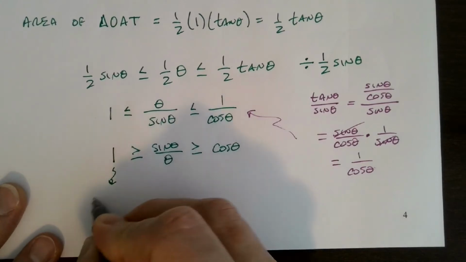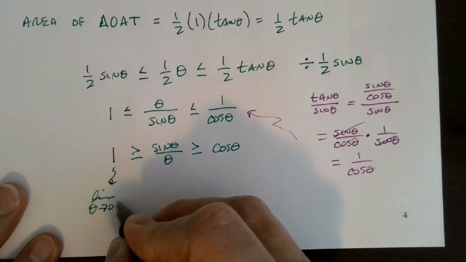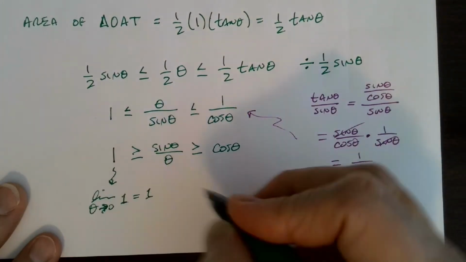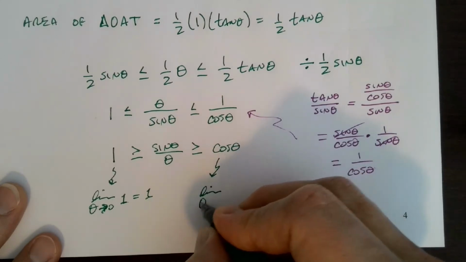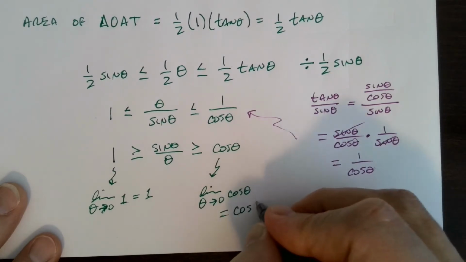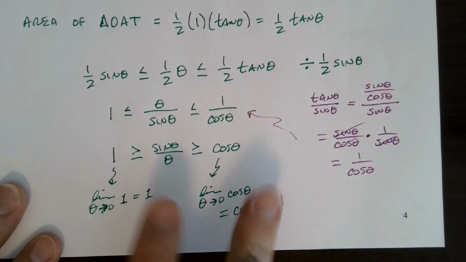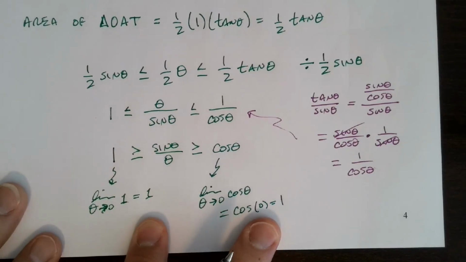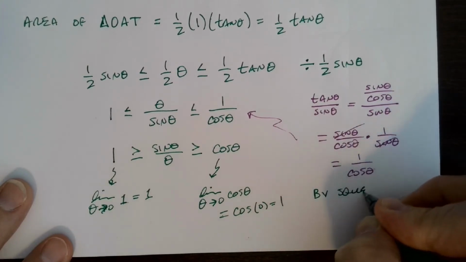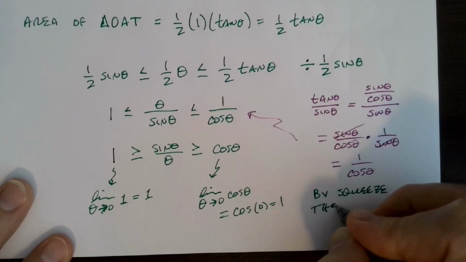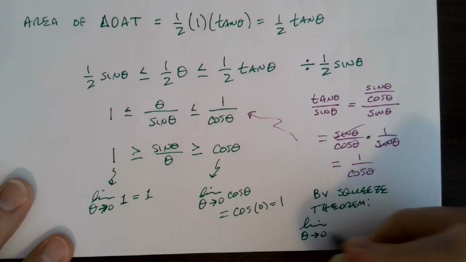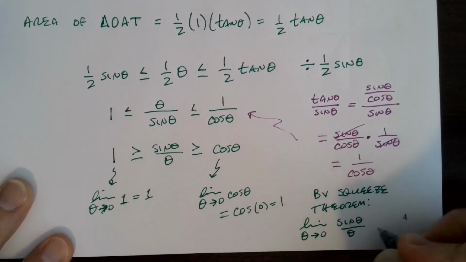And clearly, the limit as theta goes to 0 of 1 is just 1. It's a constant function. And here, the limit as theta goes to 0 of cosine of theta is 1, since cosine is continuous at 0. Cosine of 0 is 1. Both limits of our bounding functions are 1 as theta goes to 0. And so by the squeeze theorem, we now have proven that limit, the limit as theta goes to 0 of sine theta over theta is 1.